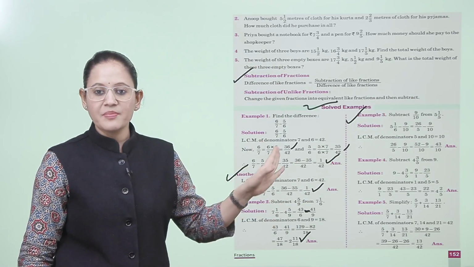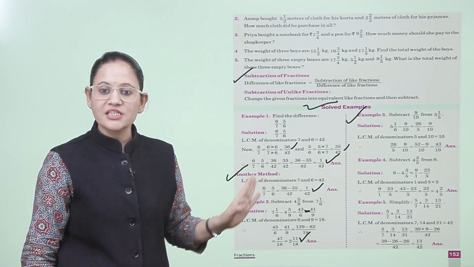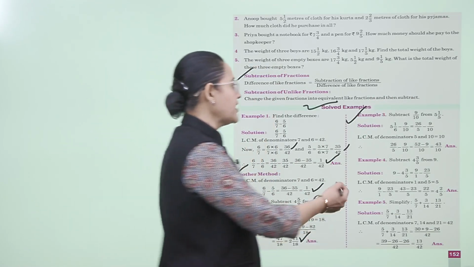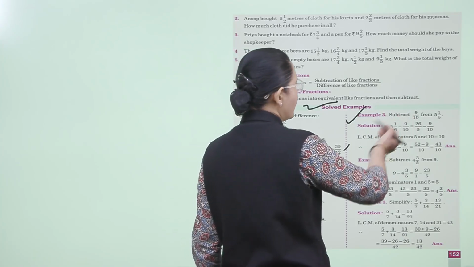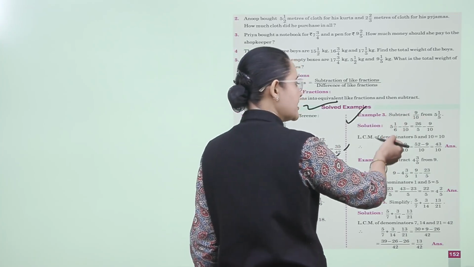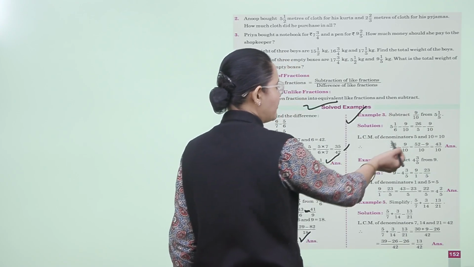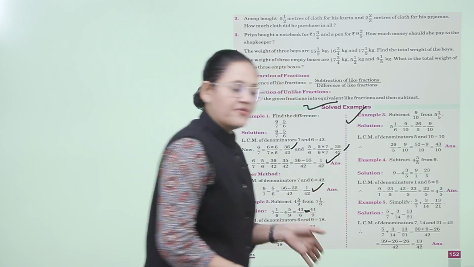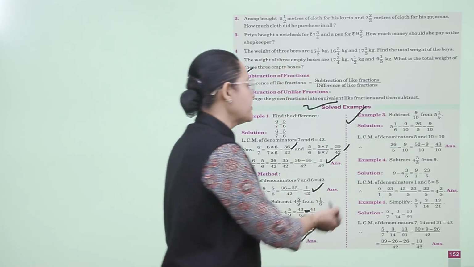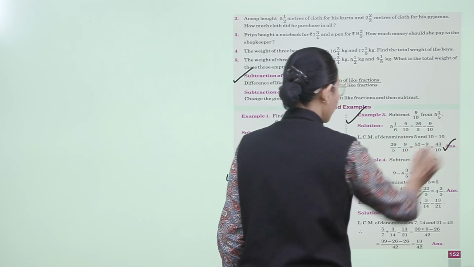Next example, subtract 9 by 10 from 5 1 by 5. So 5 1 by 5 is equal to 26 upon 5. So we'll subtract 9 by 10 from 26 by 5. So 26 by 5 minus 9 by 10, again we take the LCM, that is 10, and the answer is 43 upon 10.